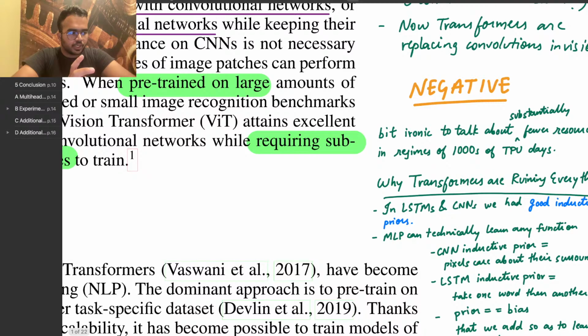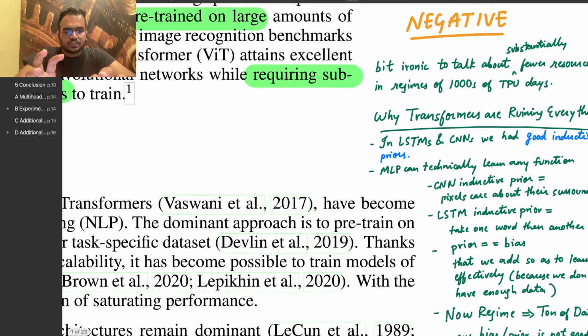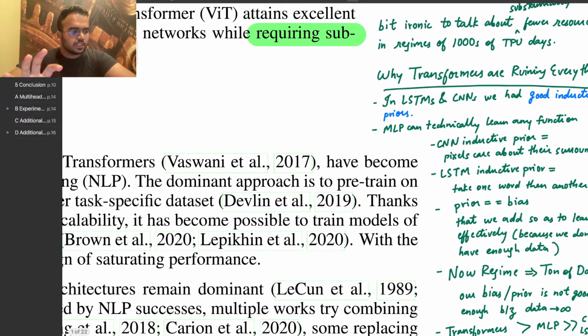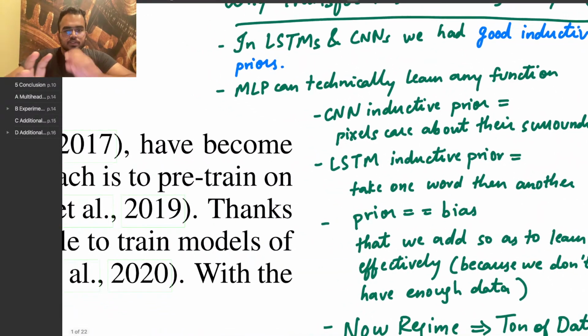And here's the point of view that Yannic had on why transformers are ruining everything. With LSTMs and CNNs, we had a good inductive prior. So those restrictions that we talked about earlier are called inductive priors or biases that humans have to introduce. An MLP can technically learn any function, right? So it's more general than LSTMs or CNNs. The CNN's inductive prior is that pixels care about their surroundings. This is the inductive prior that humans enforce into the architecture. The LSTM inductive prior is to take one word then another, so the temporal conditions are preserved, right?